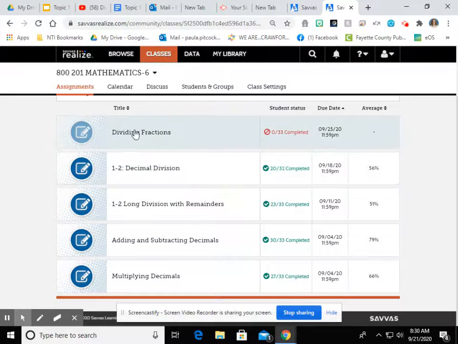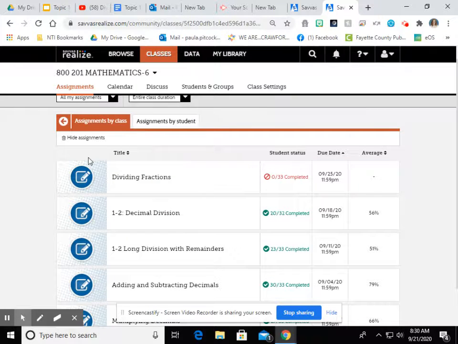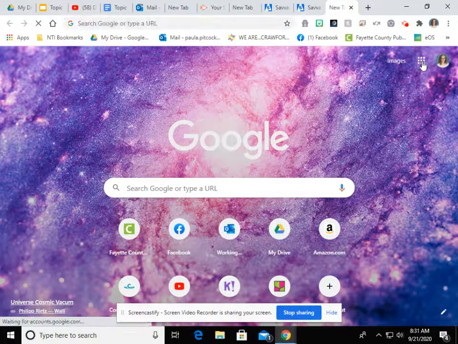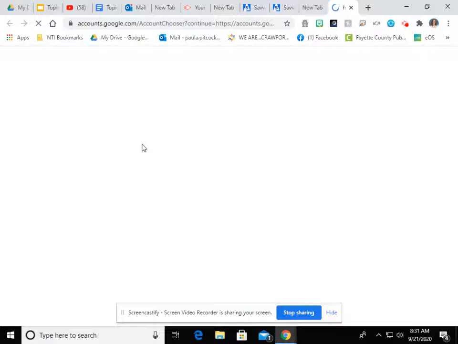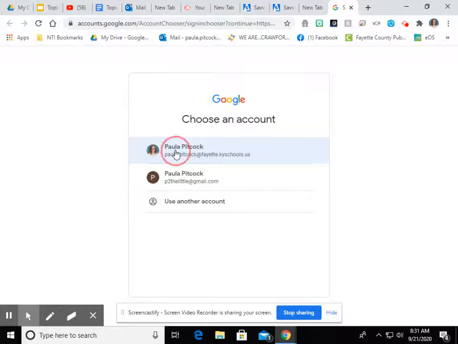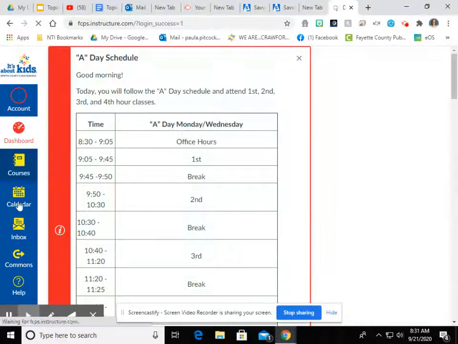Okay, so we have a new one, dividing fractions. It's due Friday the 25th. You might have some in progress that you need to finish. Now, don't forget about Canvas. Canvas is where we put all of the modules. It also has extra resources. So if you are stuck, if you're confused, if you aren't sure how to simplify a fraction or go from an improper to a mixed number and all of that stuff, the answers will be in Canvas.